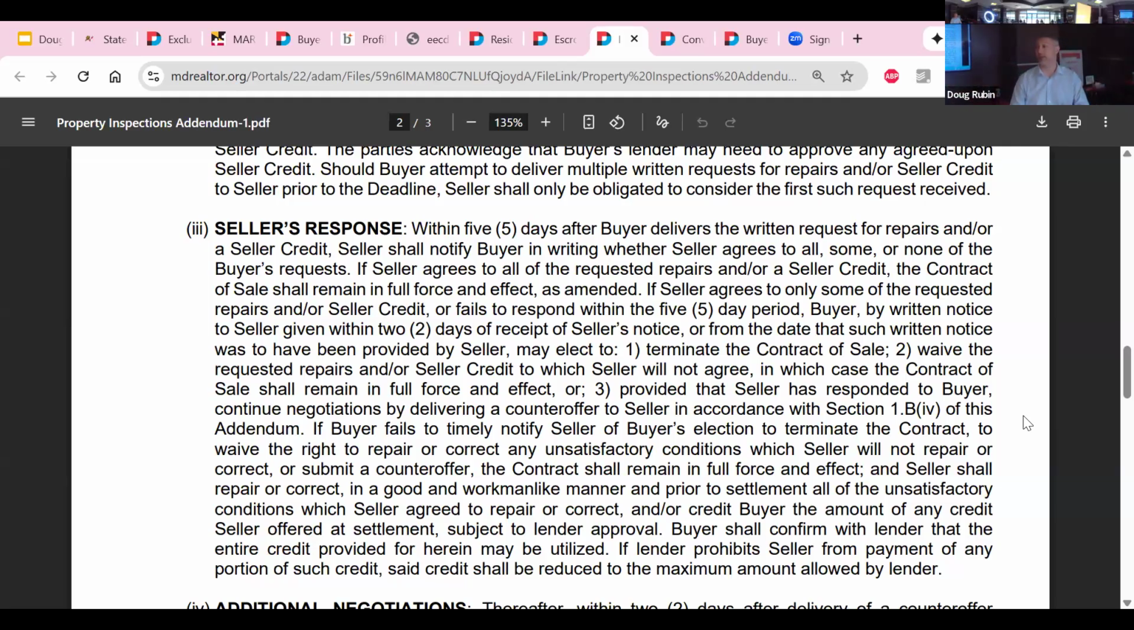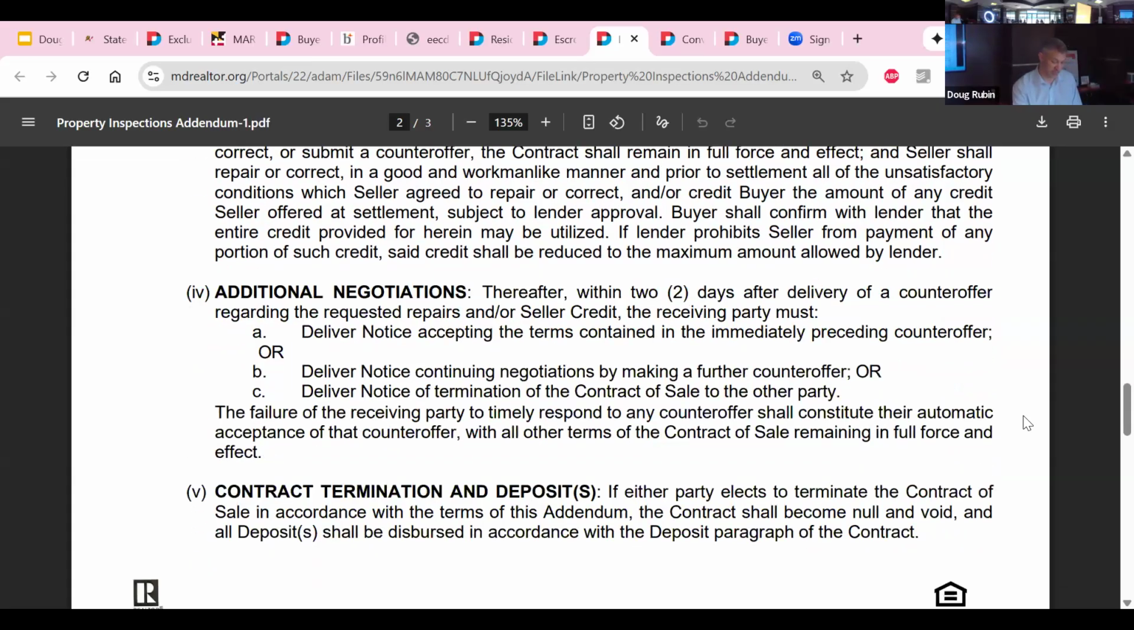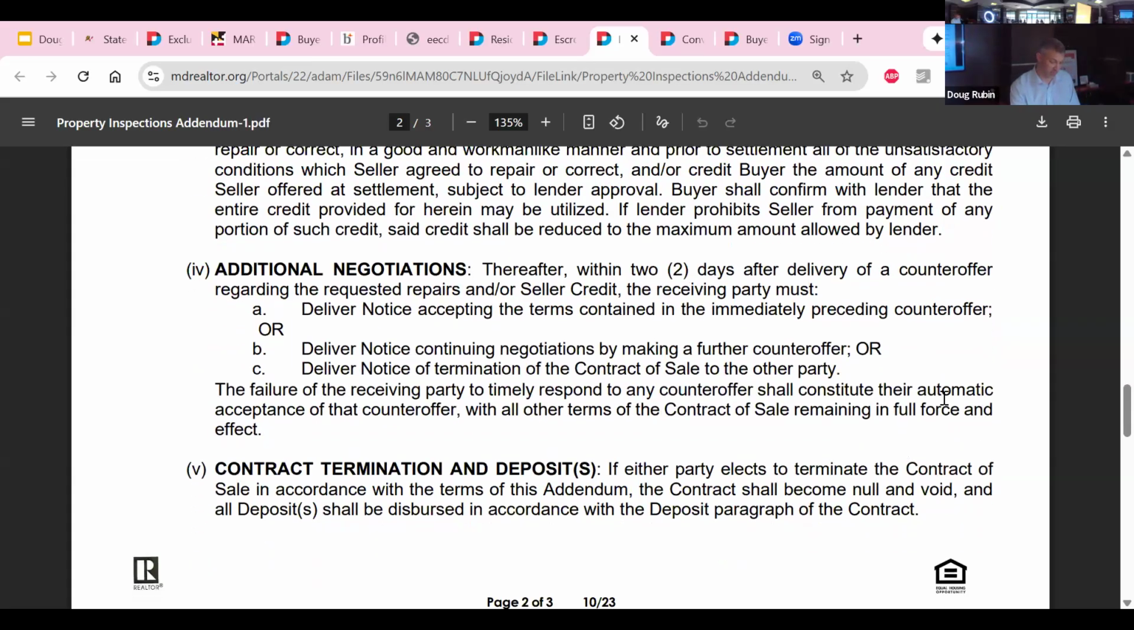Okay, so just read this really, really carefully. And this is where we can do harm to our clients by not really explaining what is going on or just missing deadlines. Okay, really, really important stuff. So this is the back and forth that I talked about.